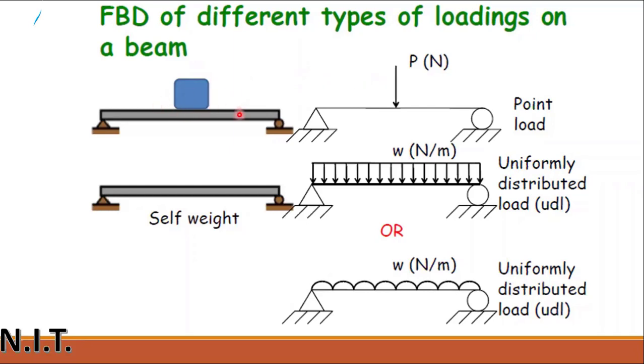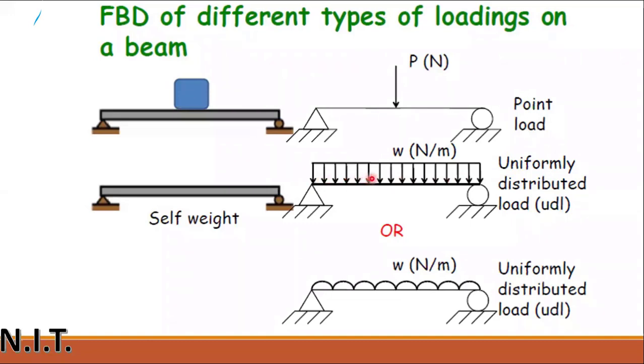Without the body, let's construct this beam again. This is the point load which is applied by this body. The point load unit should be in Newton in the SI system. And the self-weight of the beam can be used as uniformly distributed load.